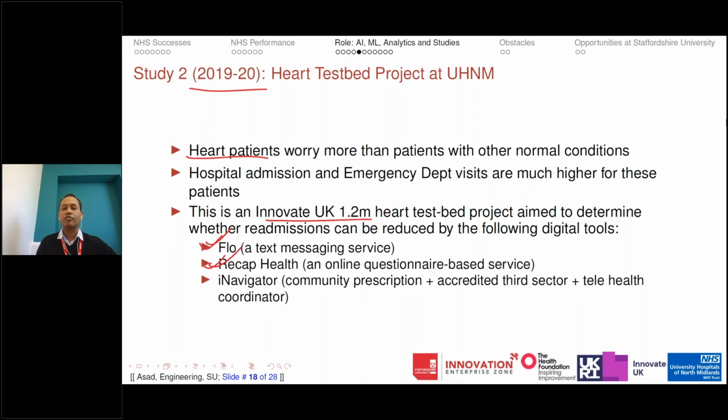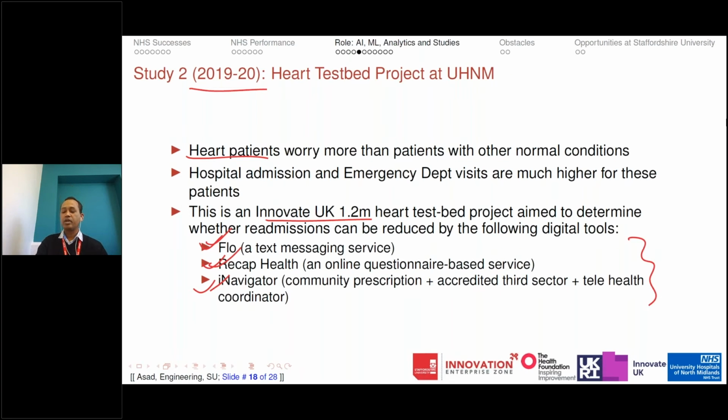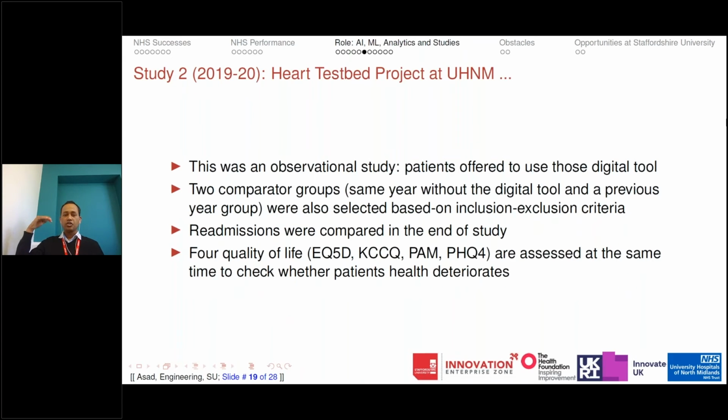The second one was a sort of online questionnaire based service. The third one was iNavigated community service. I'm not going into much detail. However, our conclusion was that the health management of the heart patient through these digital technologies has reduced a significant number of emergency department attendances plus hospital admissions.